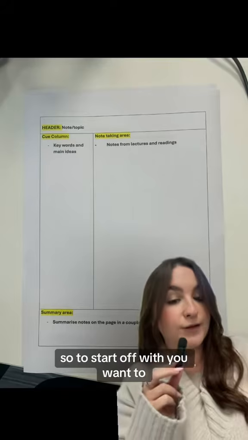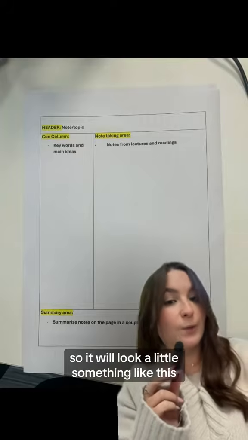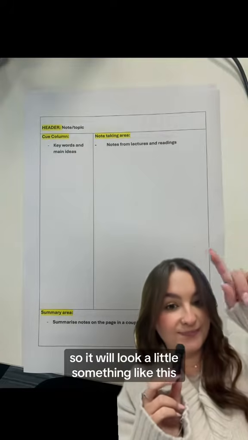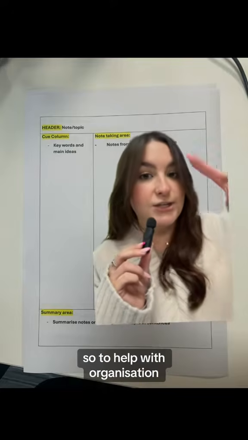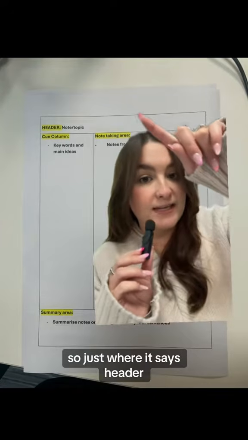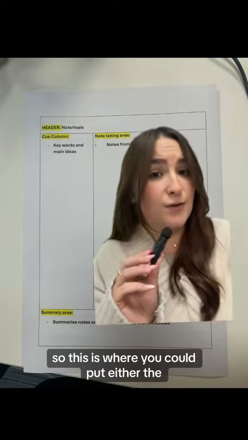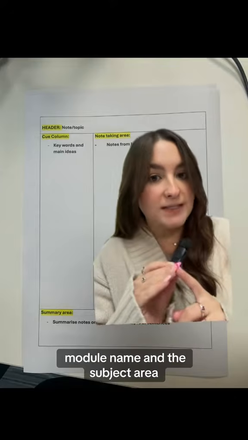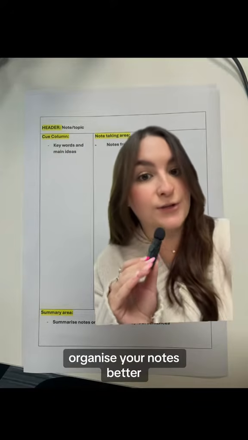So to start off with, you want to split up your page into sections so it will look something like this. To help with organisation, this top bit here is where you put a title, so just where it says header. This is where you could put either the module name, the subject area, anything that's going to help you organise your notes better.